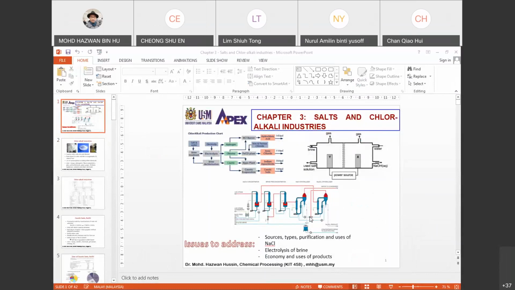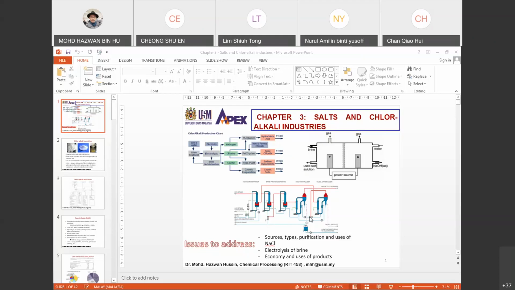Chapter 3 is basically on salts and chlor-alkali industries. In this chapter, you will learn how to produce different types of salts, normally like soda ash, caustic soda, okay? And the source of these salts is actually coming from brine solution. So brine is actually seawater, for those who didn't know what brine means, okay?